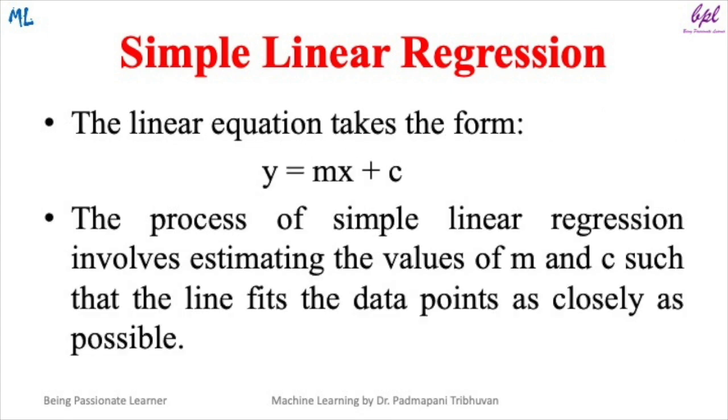The linear equation takes the form y = mx + c, where y is the dependent variable or the variable which we want to predict, x is the independent variable which will be used to make predictions, m is the slope of a line, and c is the y-intercept. The process of simple linear regression involves estimating the values of m and c such that the line fits the data points as closely as possible.